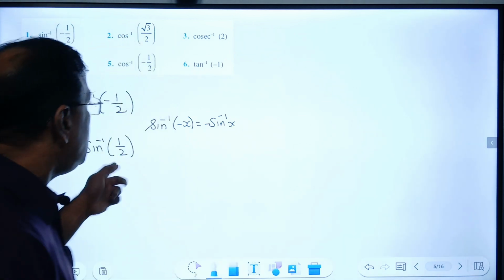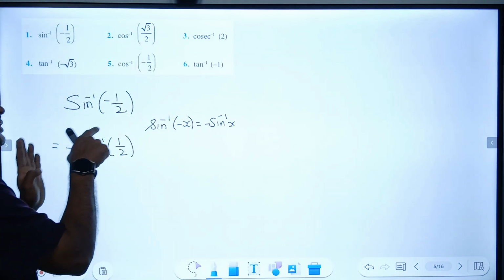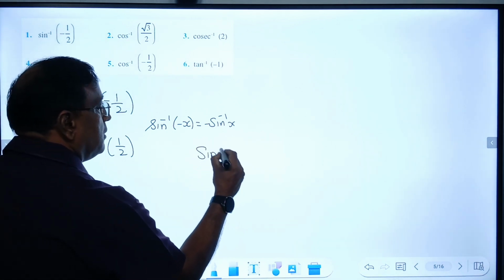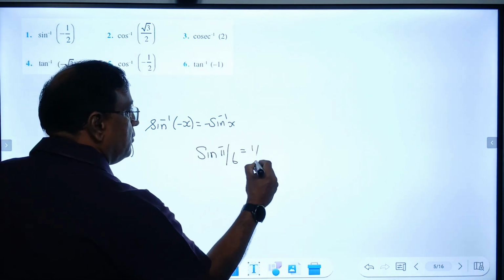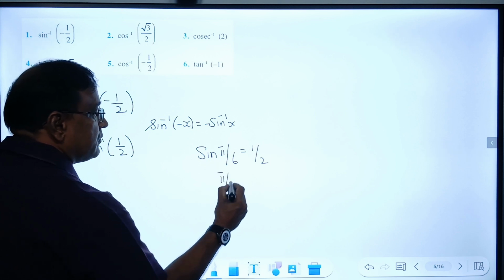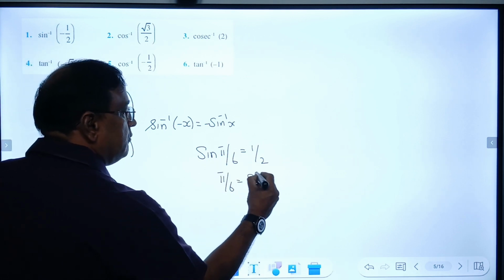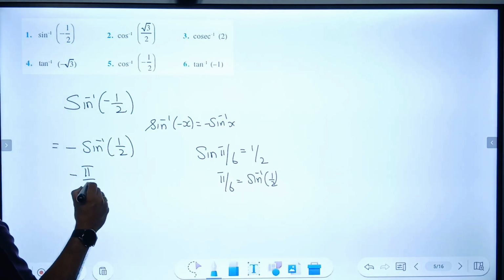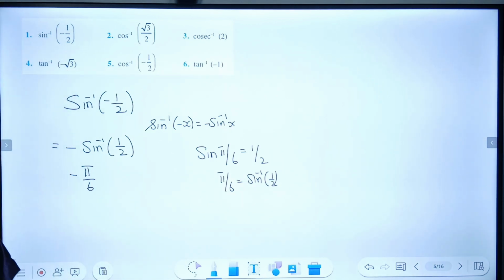Correct? Now tell me, sine of what is 1 by 2? You know, sine pi by 6 is 1 by 2. So what is pi by 6? Sine inverse of 1 by 2. So the answer is minus pi by 6. I hope this is clear.